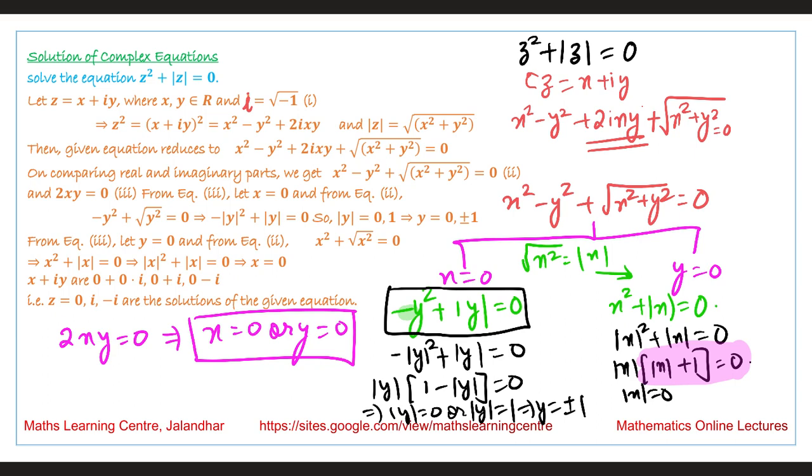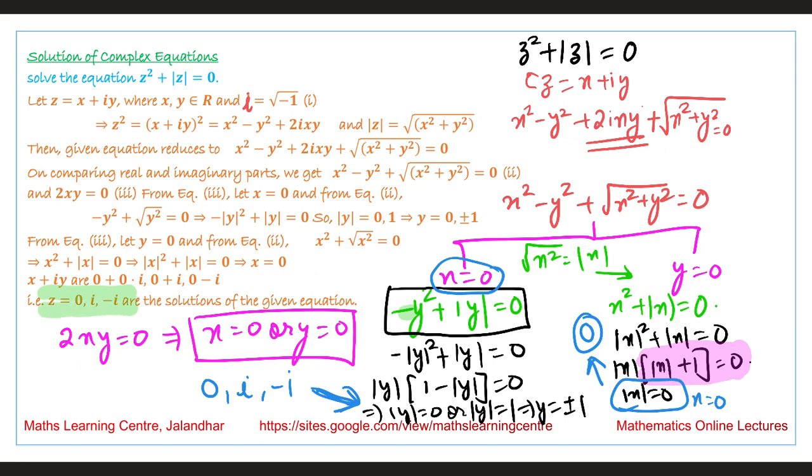So we have mod of x is equal to 0, that is x is equal to 0. So the number formed from this is 0 only, and from the first part we have x is equal to 0 and y is 0 and plus minus 1. So it is 0, iota and minus iota. The final answers we obtain are z is equal to 0, iota and minus iota. These are the solutions of the given equation.